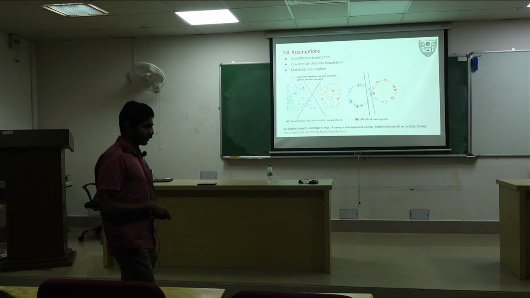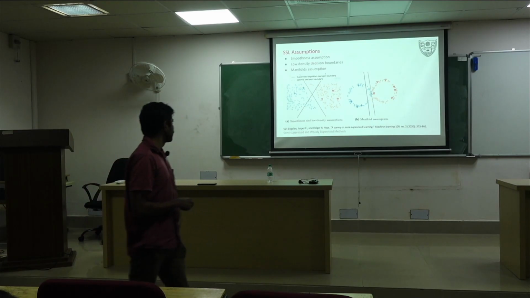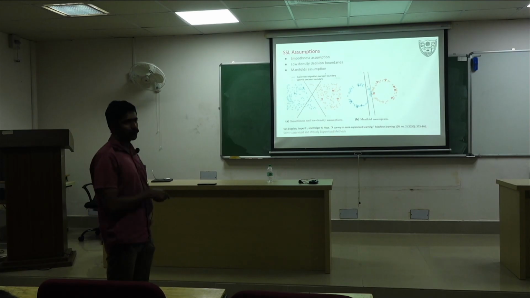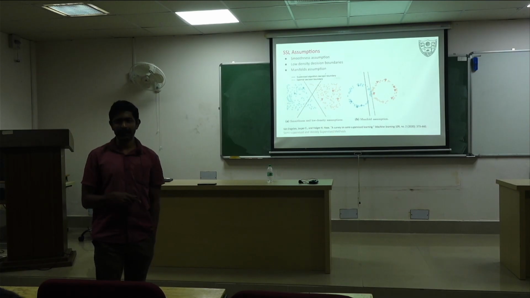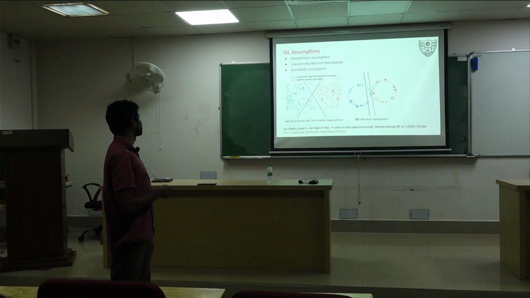Then it's about a low density decision boundary. The decision boundary won't pass through too many points. It won't cut too many points. It is supposed to pass through a low density region. It will cut the minimum number of points.